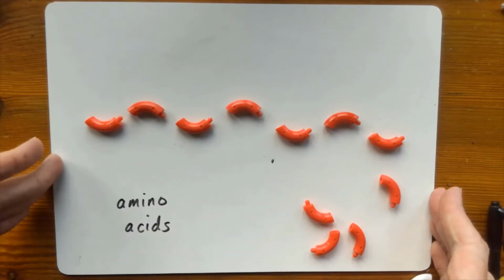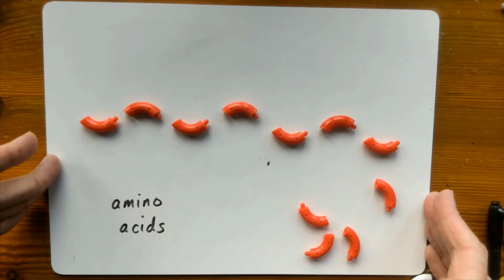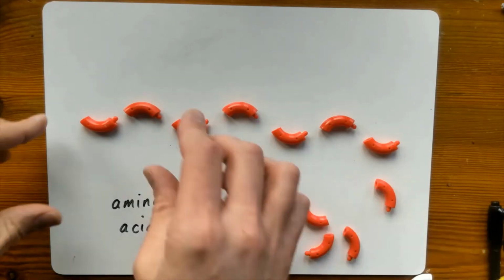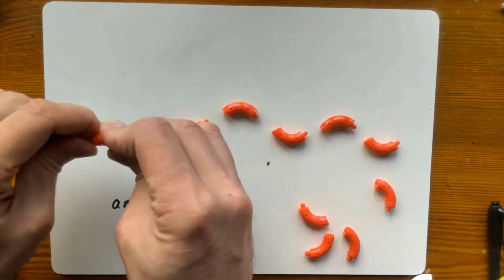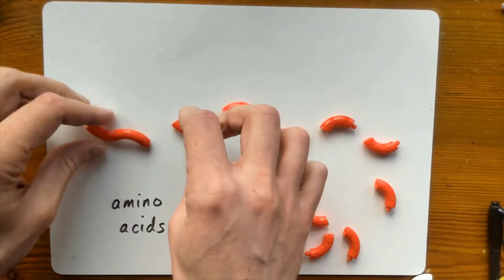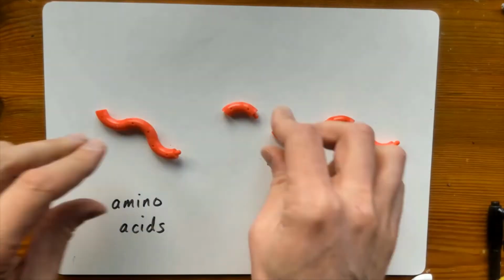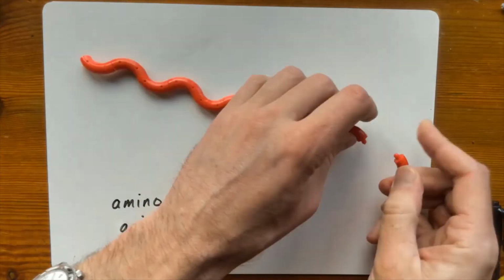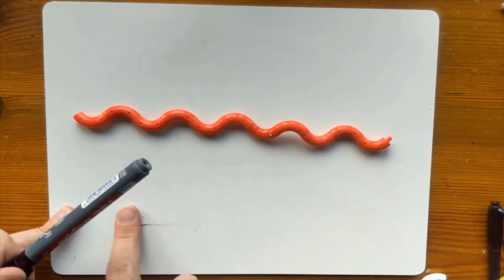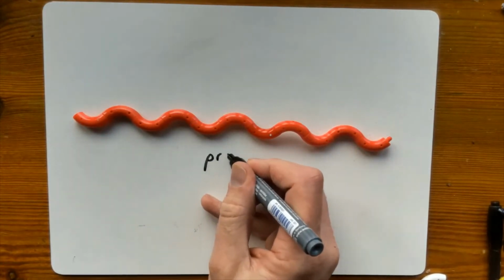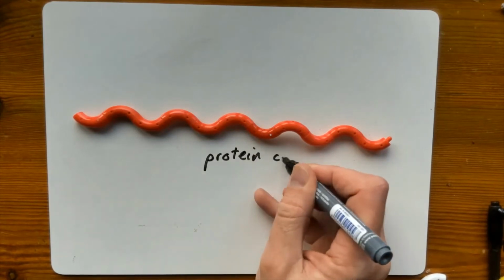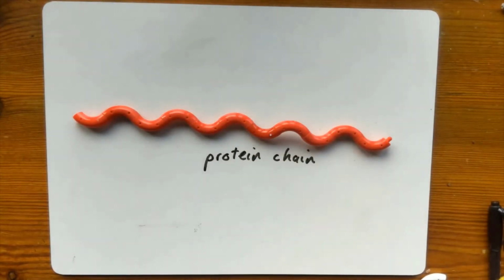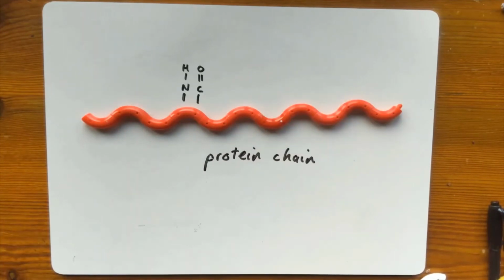These red pieces of plastic are going to represent amino acids that are going to join together in a condensation reaction to form the start of a polymer. So if I join these two amino acids together, we'll get a covalent bond being formed. The thing about protein chains is they tend not to be linear.